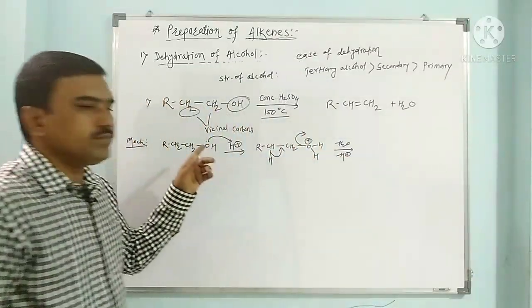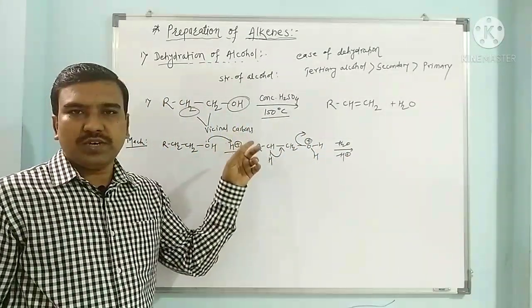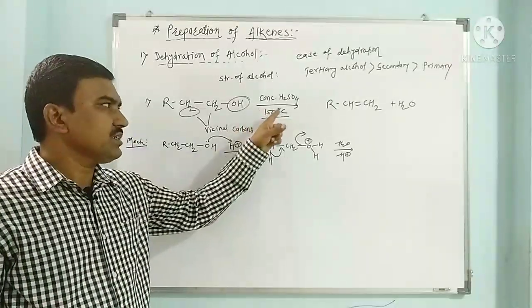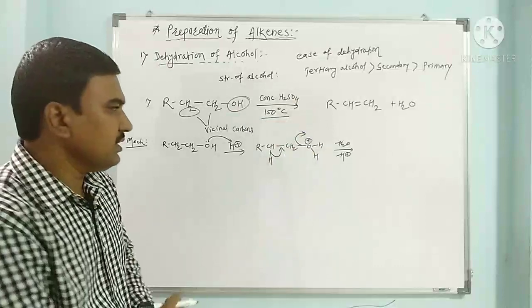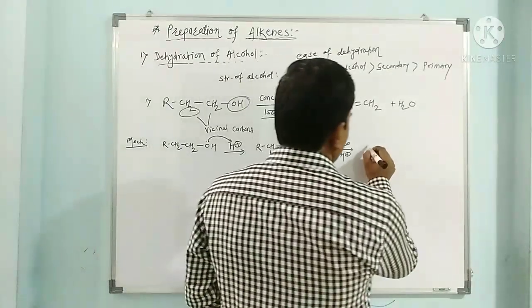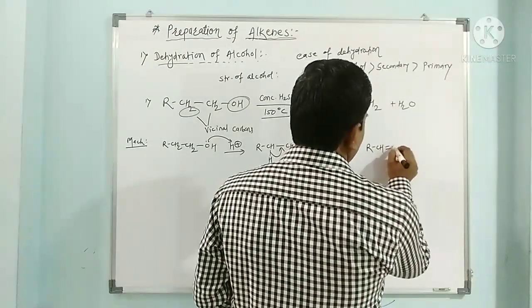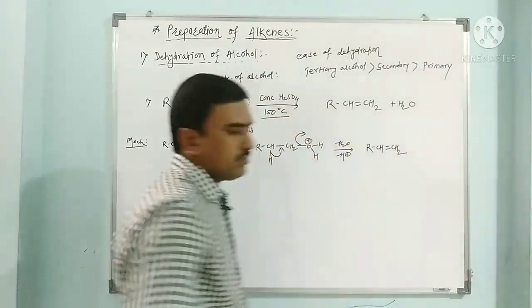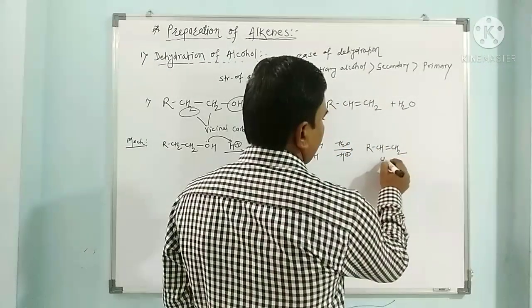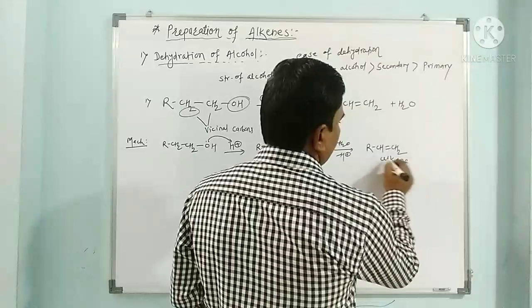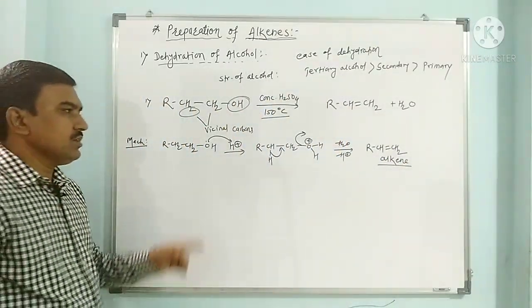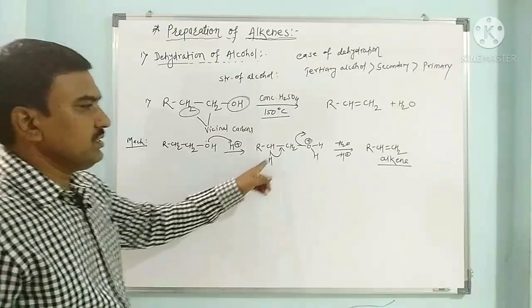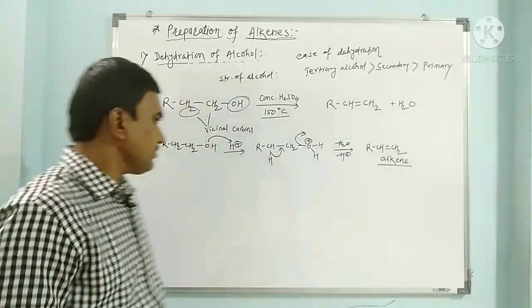The conjugate base HSO4 minus, formed after sulfuric acid releases a proton, again takes a proton, and this proton is given to the second molecule. So here we get RCH=CH2. This alkene we get as a product. So the first step is protonation, the second is dehydration.